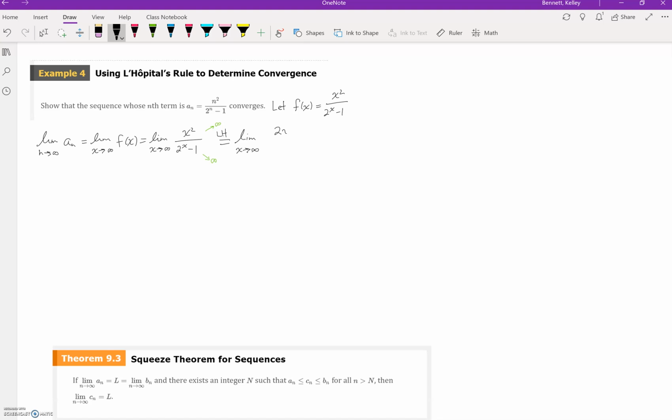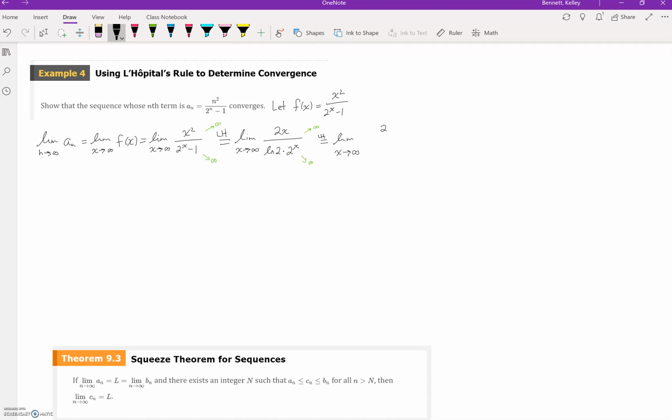So we'll get 2x. The derivative of 2 to the x with respect to x is ln of 2 times 2 to the x, and the 1 becomes 0. But notice as x goes to infinity, we still have infinity over infinity. So our indeterminate form allows us to use L'Hopital again. And so I'm going to take the derivative a second time.